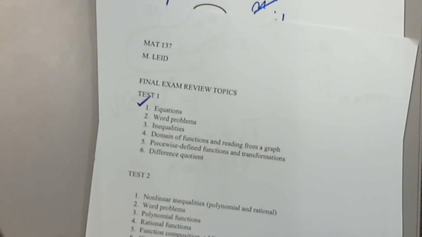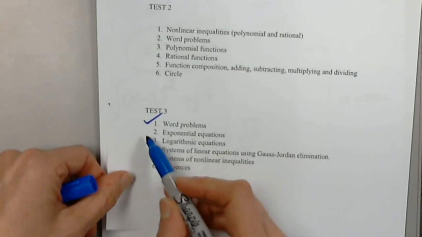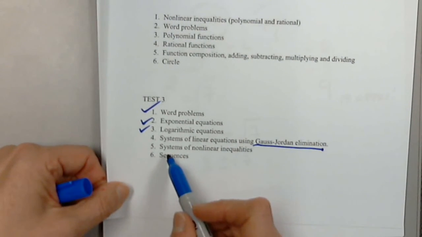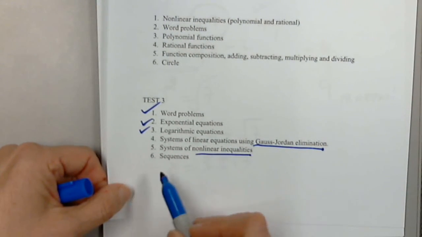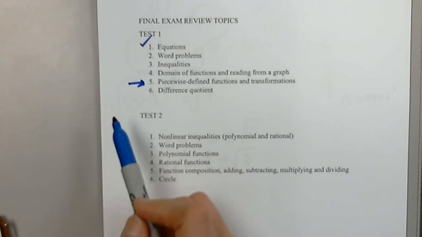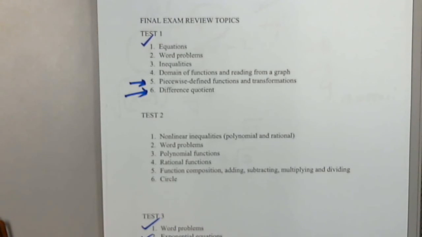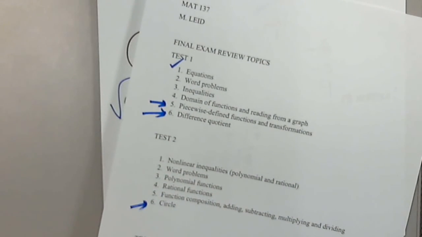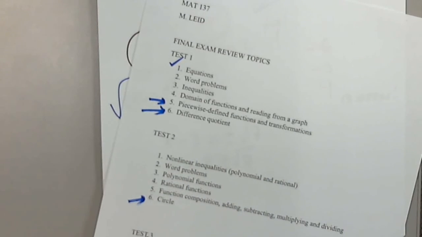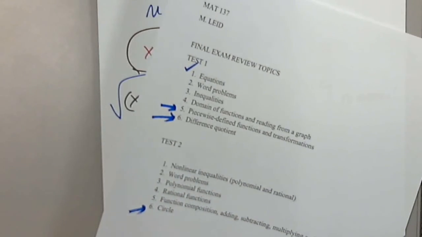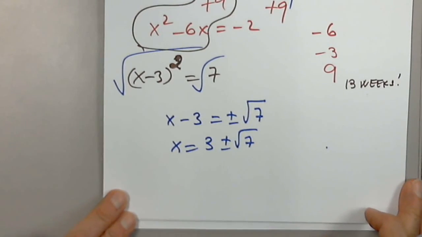So we looked at word problems. We looked at exponential equations, log equations. We did not do another example like this. Systems of nonlinear inequalities we did not do. And we looked at sequences. And we looked at equations. What about the piecewise defined function? What about the difference quotient? What about the circle? Piecewise. Yes, please. Then we do the function composition. Because she picked up a piecewise first, and then don't forget.